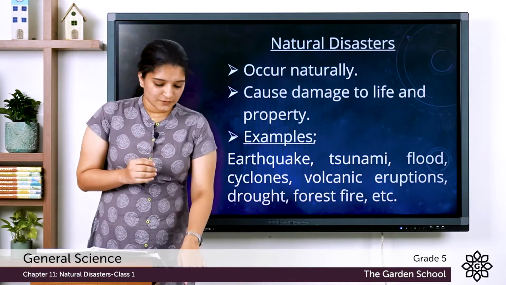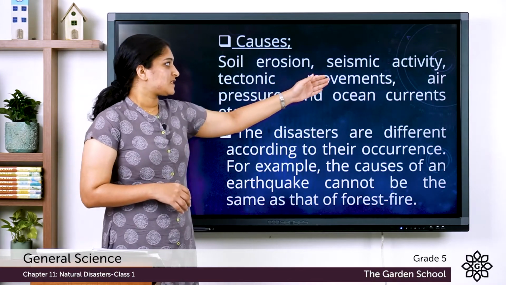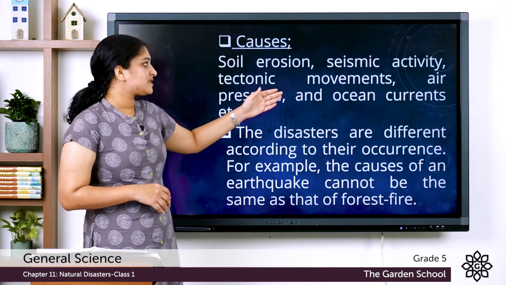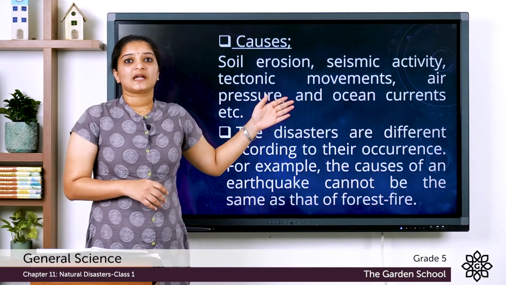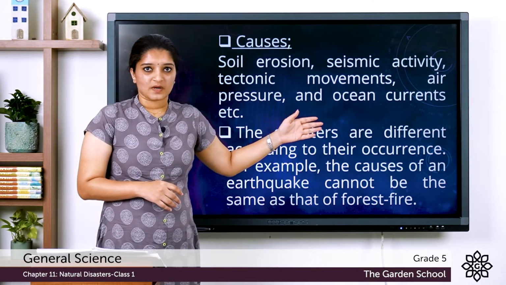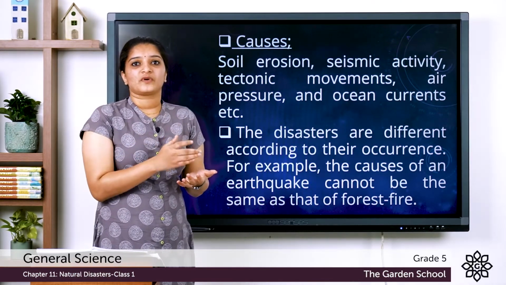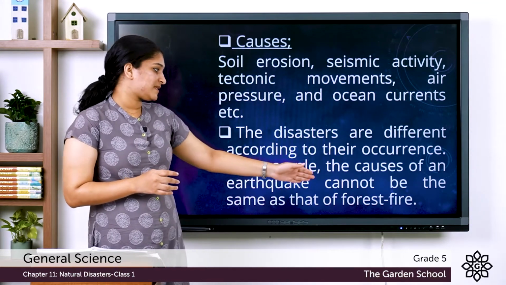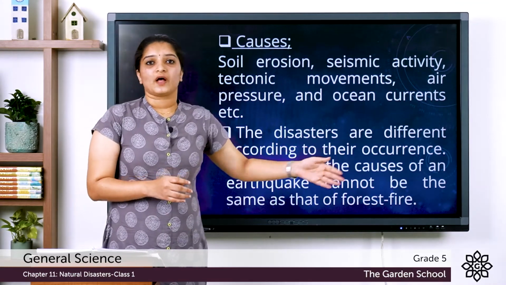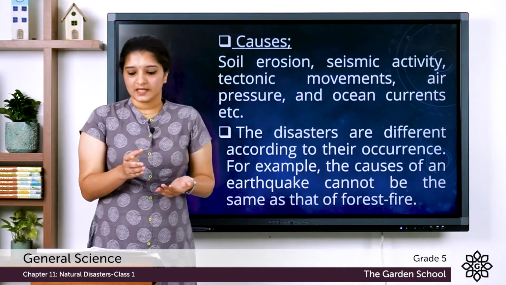Now, let's see the causes for natural disasters. These include soil erosion, seismic activity, tectonic movements, air pressure, ocean currents, etc. So, these are the reasons that lead to the occurrence of natural disasters, and the reason for each natural disaster differs from one another. For example, the causes of an earthquake cannot be the same as that for the forest fire.